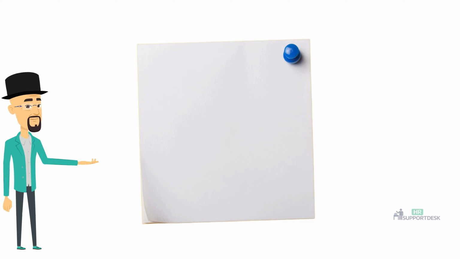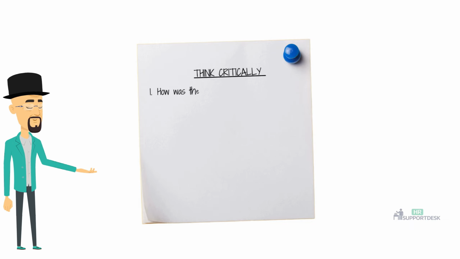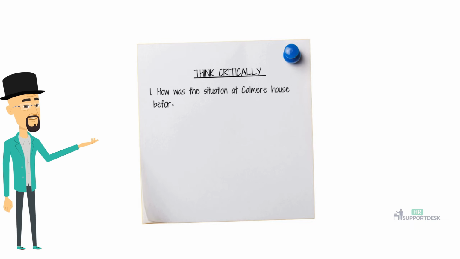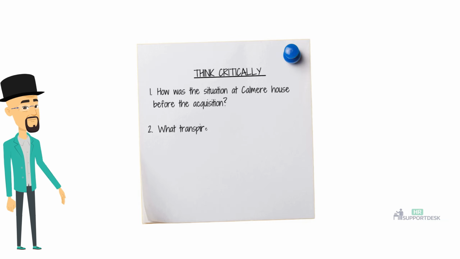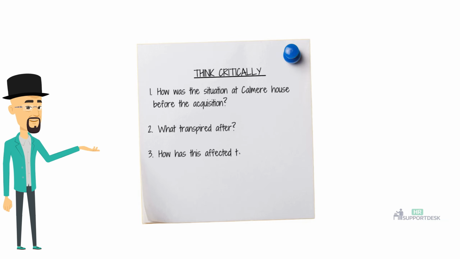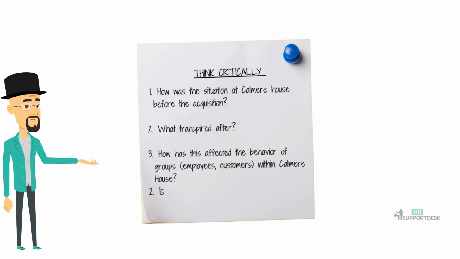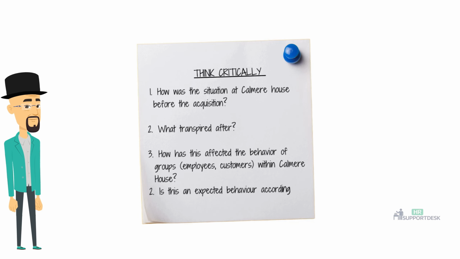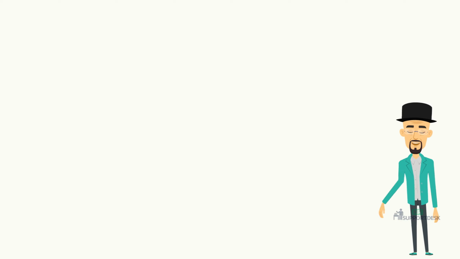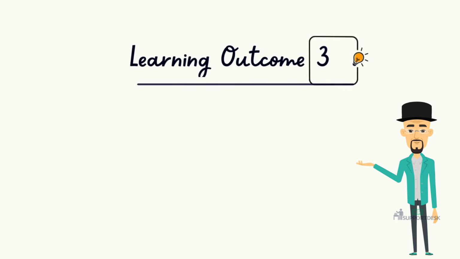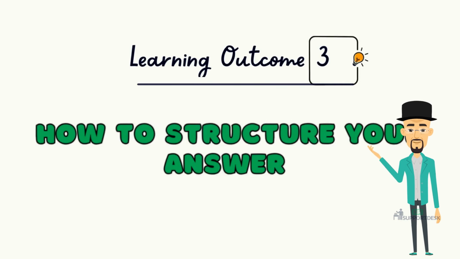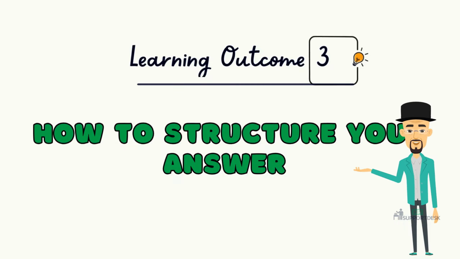When offering your explanations, it is important to think critically. How was the situation at Calmere House before the acquisition? What transpired after? How has this affected the behavior of groups, employees, and customers within Calmere House? Is this an expected behavior according to Theory X? And why? Now that you have an understanding of each component of your answer and how to present your arguments, let us see how you can present your answer in writing.